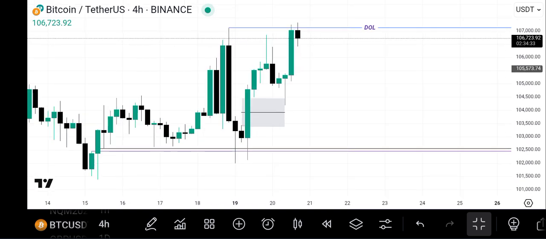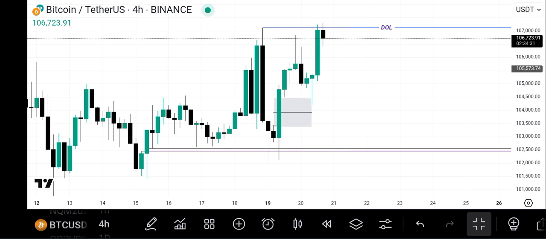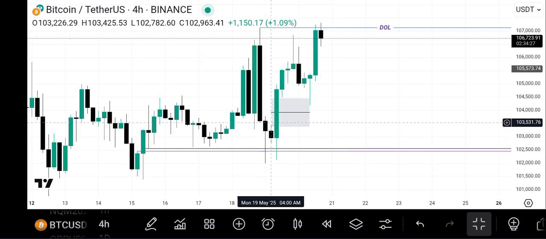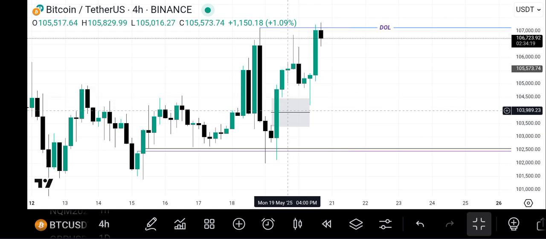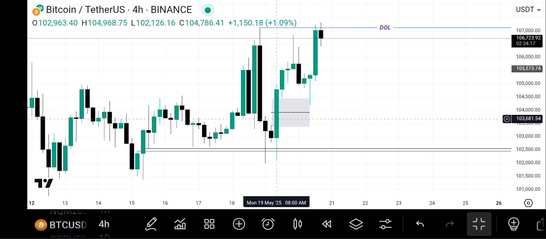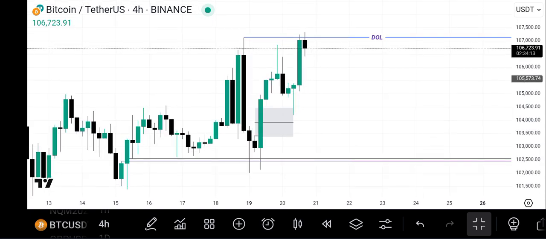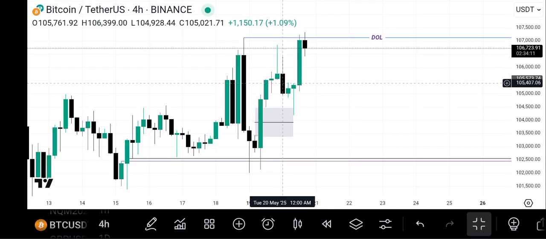Price has swept liquidity into that region, and then created a bullish order block. Are you seeing it? This last down close candle created a bullish order block. So I'll be anticipating that price will start reacting at this zone because it has created a fair value gap. So guys, I'll be anticipating this high.